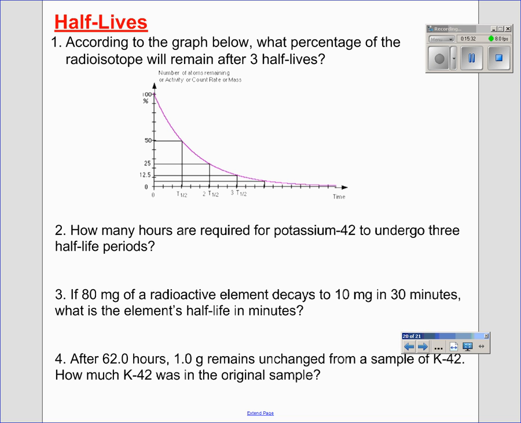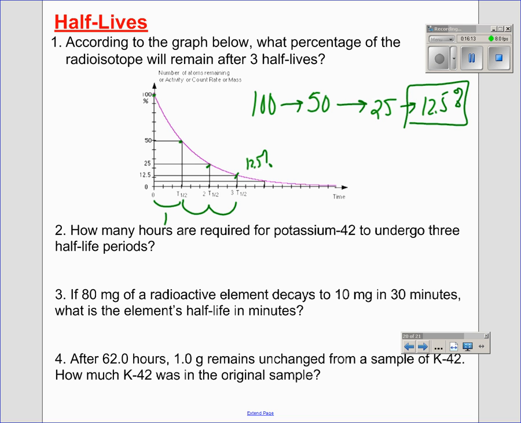Okay, the last topic right here is half-lives. So look what it says. According to the graph below, what percentage of the radioisotope will remain after 3 half-lives? So we have 100%, after the first half-life it's 50%. The second half-life, we're down to 25%. Third half-life, we're down to 12.5%. Let's check and see if that's right. Remember, half of 100 is 50, half of 50 is 25, half of 25 is 12.5%. That should be your answer.